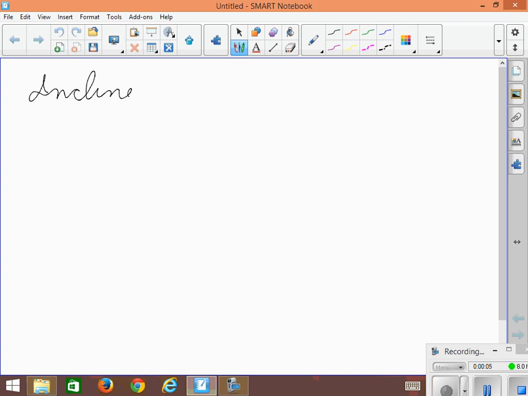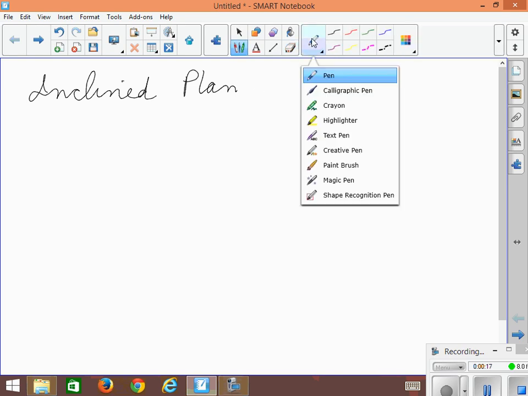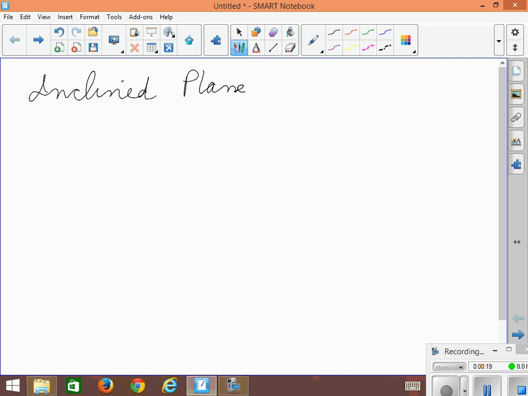Inclined planes. Very common occurrences. In lots of physics problems, and in life, lots of things take place on slopes or hills.